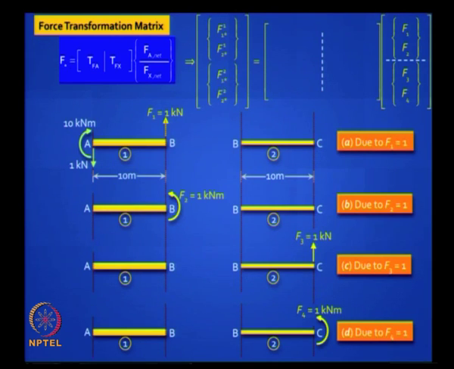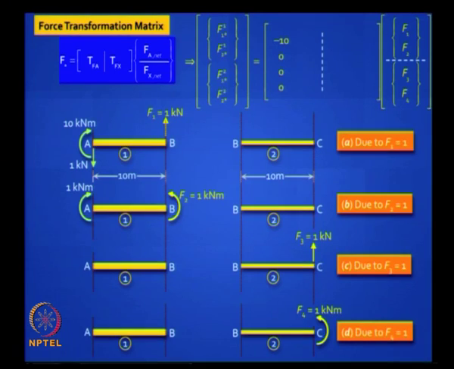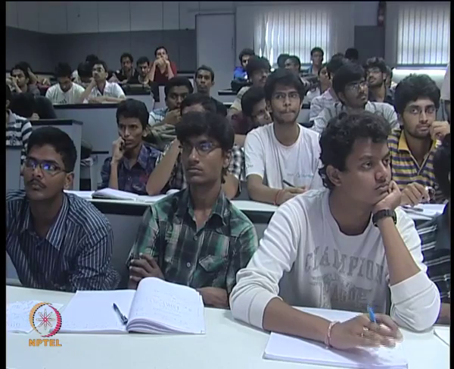Minus 10, next 0, next, great, that is it. It is just as easy as the displacement transformation matrix. Now will you fill in the next one? Let us do the next one. Next one is pretty easy. You get pure bending. You just get one moment there. So can you tell me how to fill up the next column? Minus 1, plus 1, 0 0, great.